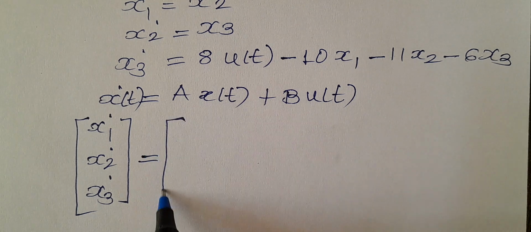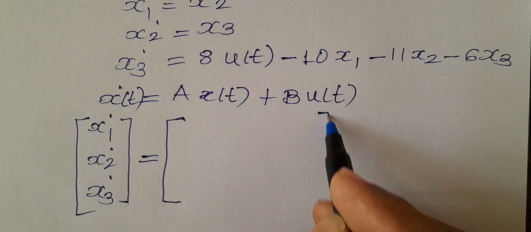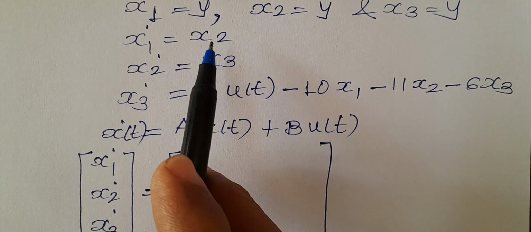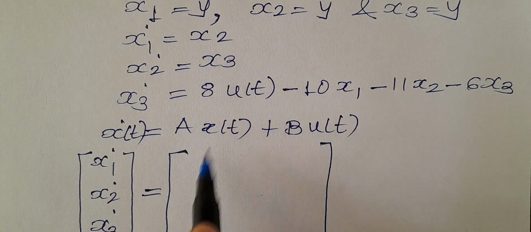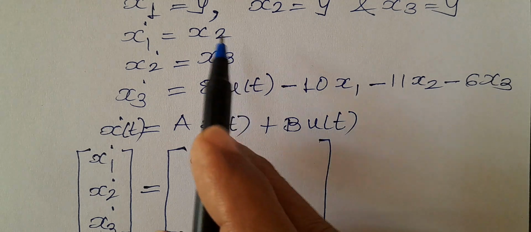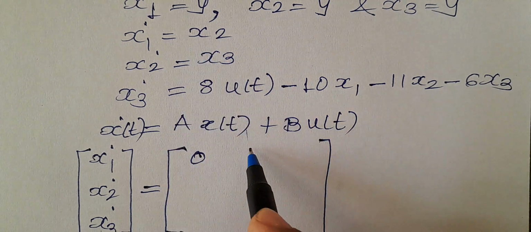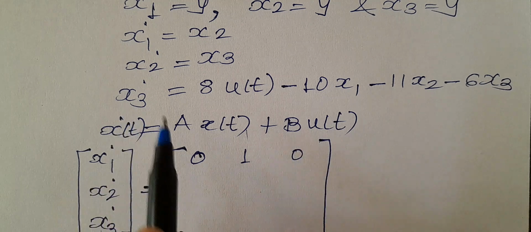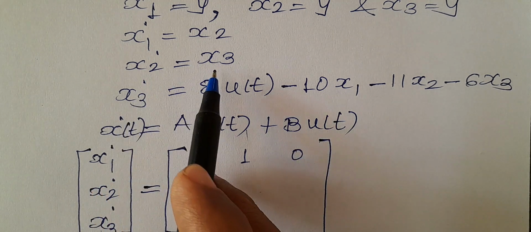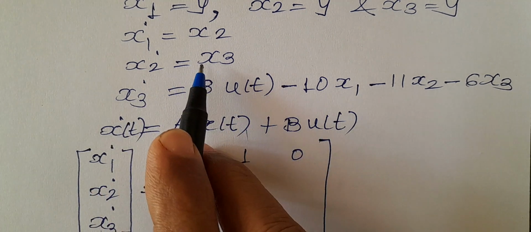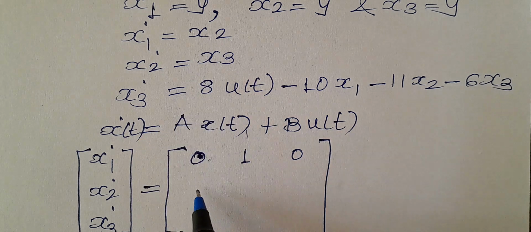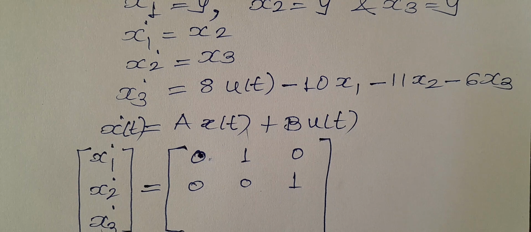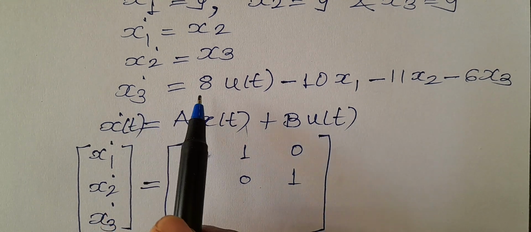Okay, so we have to write this in matrix form. For x1 dash, is there a variable of x1? No, so it is 0. There is a variable of x2, yes, so it is 1. Variable of x3 is not there, so it is 0. Now for x2 dash, the x3 coefficient is there, whereas the x1 and x2 coefficients are 0. And x3 dash is this.